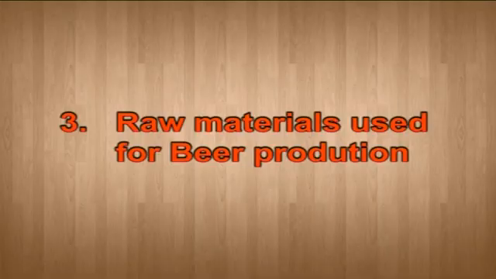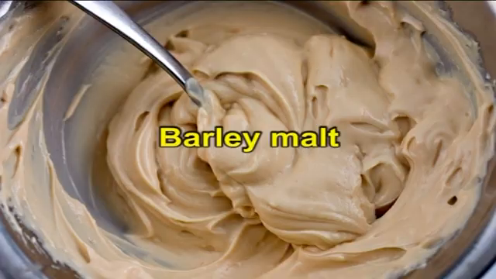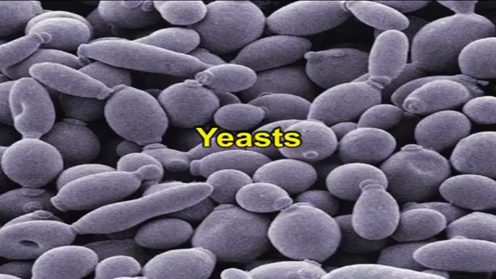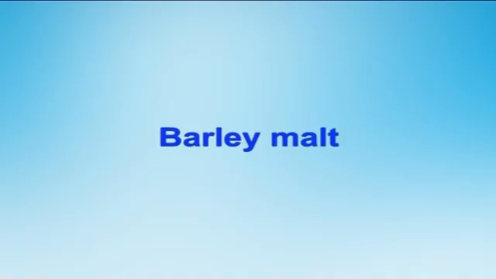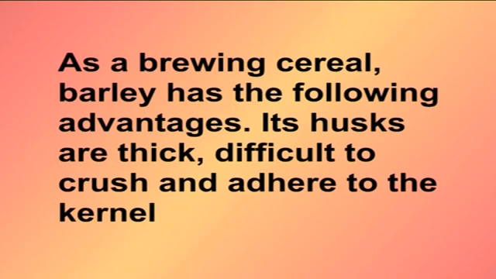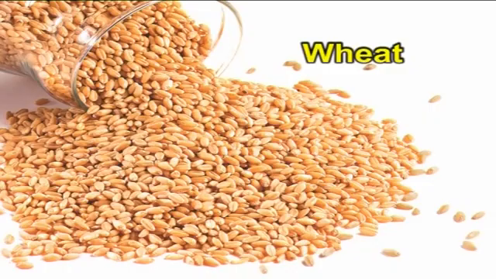Next, the raw materials used for beer production. The raw materials used in brewing are barley malt, adjuncts, yeast, hops, and water. Coming to barley malt. As a brewing cereal, barley has the following advantages. Its husks are thick, difficult to crush, and adhere to the kernel. This makes malting as well as filtration after mashing much easier than with other cereals such as wheat.